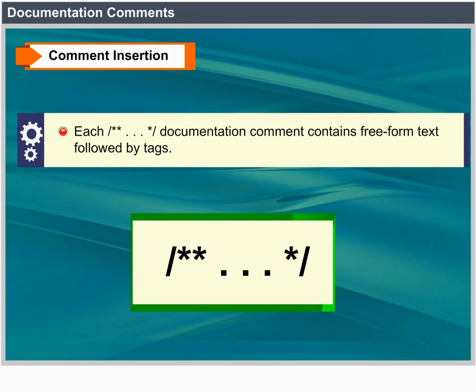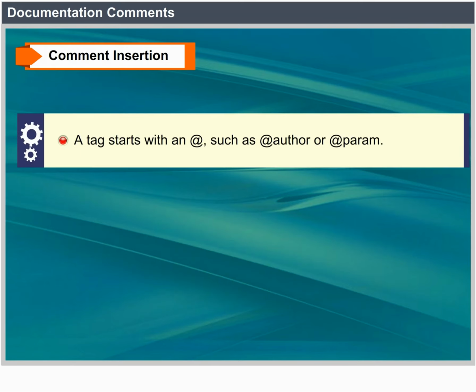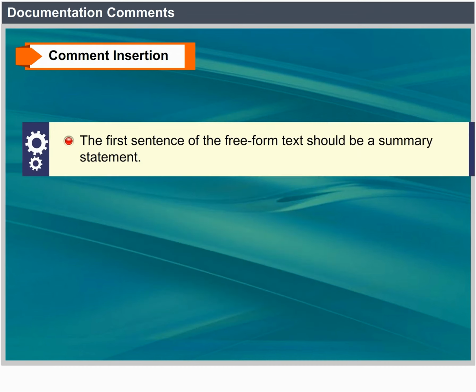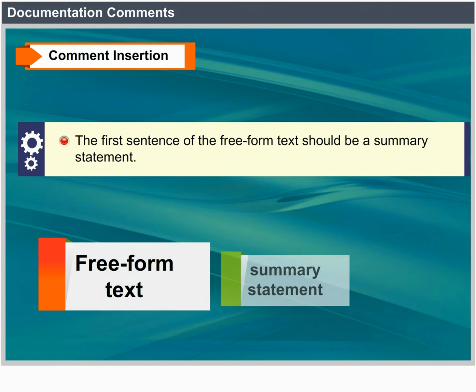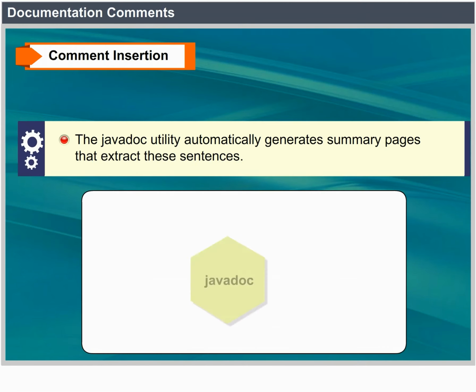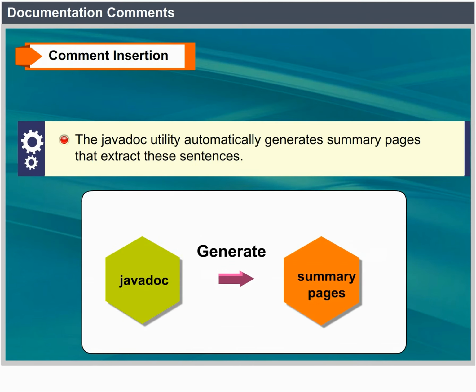Each /** */ documentation comment contains free-form text followed by tags. A tag starts with an at sign such as @author or @param. The first sentence of the free-form text should be a summary statement. The JavaDoc utility automatically generates summary pages that extract these sentences.